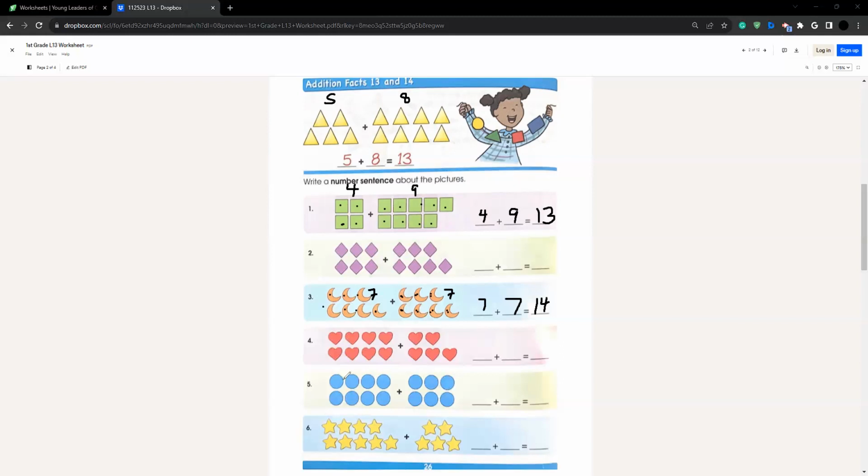Number 5, we need to count the balls on this side and then the balls on the other side. So 1, 2, 3, 4, 5, 6, 7, 8. 8 on this side, and 1, 2, 3, 4, 5, 6. 6 on this side, and then count all together. 1, 2, 3, 4, 5, 6, 7, 8, 9, 10, 11, 12, 13, 14. 8 plus 6 is 14.